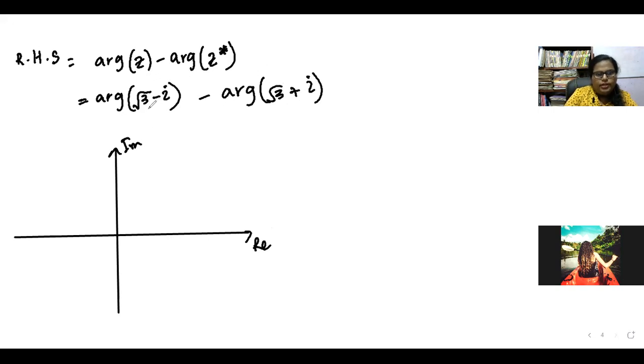When you take this square root 3 minus i, right? You know that square root 3 and minus i, here the real part is square root 3, positive, and the imaginary part is minus 1. So we can represent this complex number z, square root 3 minus i, like this, right? So this is the complex number z.